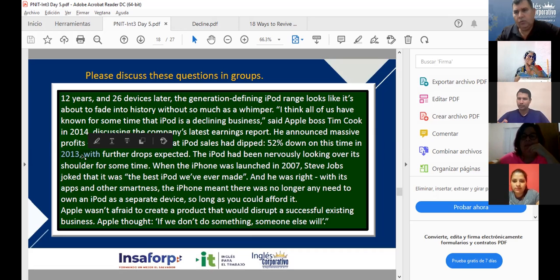El iPod era el de la música. La cosita chiquita de música, ¿no? Okay, only music in the iPod. Only music, I remember. There was a great thing. Have an iPod. Oh, I have an iPod.